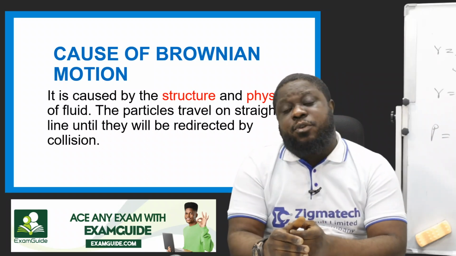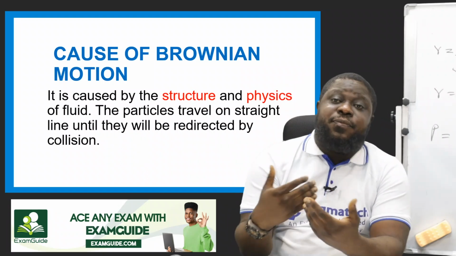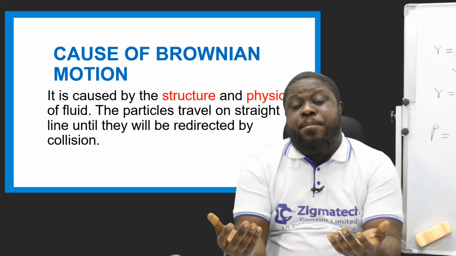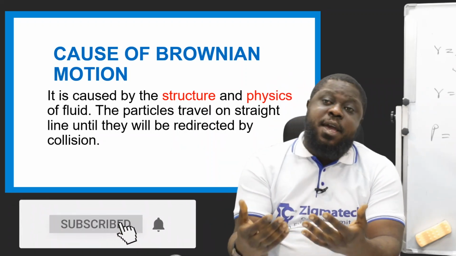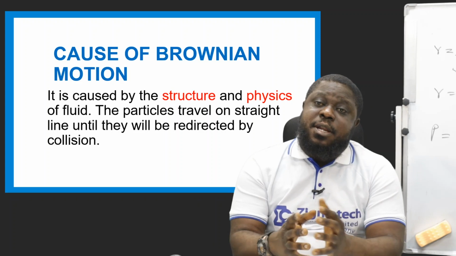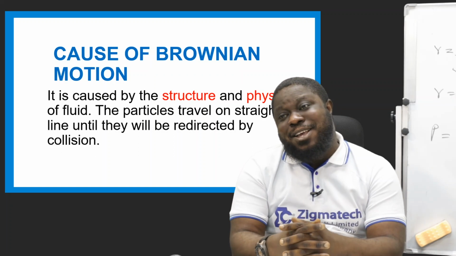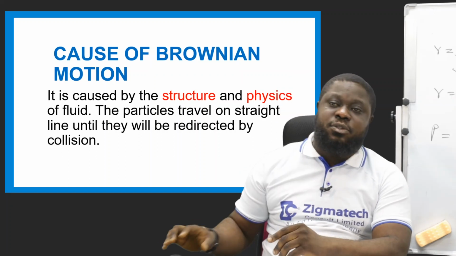Okay, remember physics was formerly called natural science. So the natural way this fluid behave, how do they behave? Brownian motion is being caused by it. Okay, the bigger size will move slower than the smaller size, and the smaller will move faster than the bigger size because of its size and the structure.